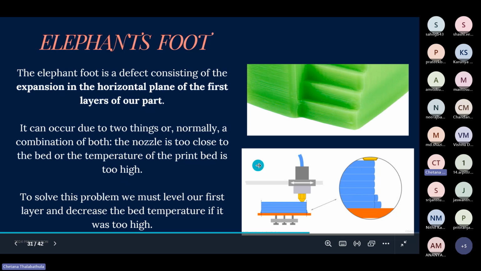So this happens because the nozzle is too close to the print bed, or the print bed temperature is very high. So you have to be careful while setting up your settings in the printer.